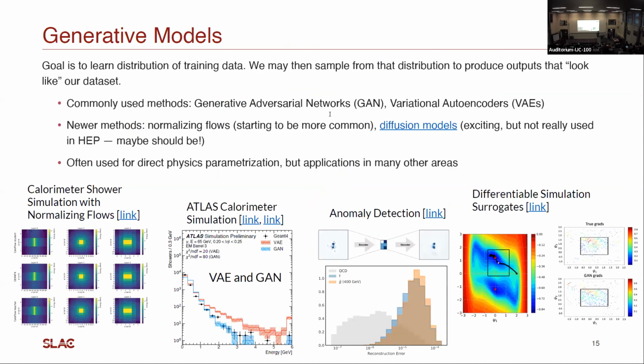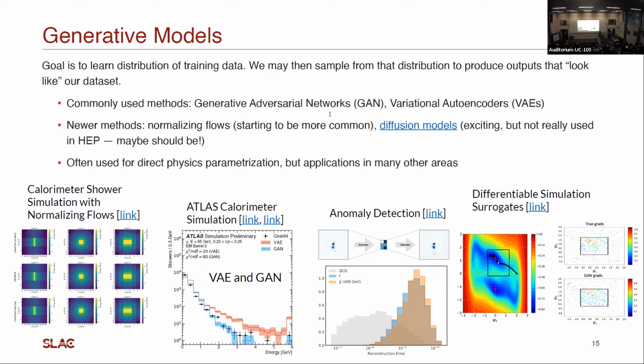And so generative models are the first big area. Again, very large, but the goal here is to learn your distribution of training data, and then you can sample from that to get outputs that look like your data set. So these are GANs and VAEs you probably have heard of. Just to mention methodologically, there are newer methods like normalizing flows, which have gotten a lot of traction, I think, in the last couple of years in the HEP community. And then there are diffusion models as well, which have gotten a lot of traction in machine learning, but not so much in the HEP community. So maybe something worth thinking about, just to put that on your radar.